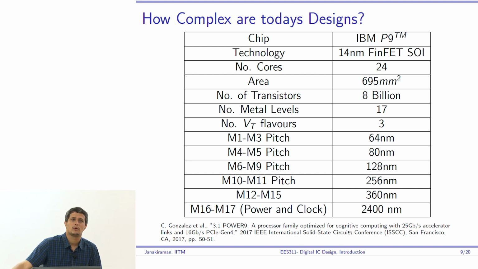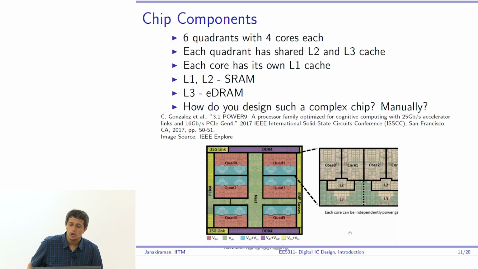It's an astonishing number. The total length is 11 kilometers in an earlier chip. So this chip is actually higher. It's in the order of tens of kilometers. Okay, so how do you even design such a chip which has 8 billion transistors, which has 11 kilometers of interconnect? You cannot possibly do this manually, right?